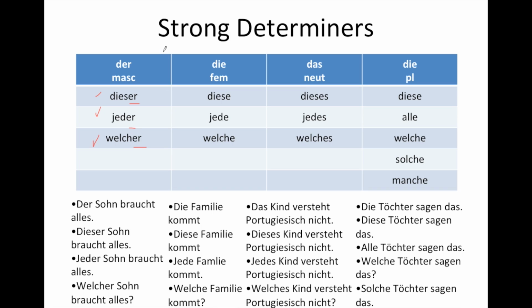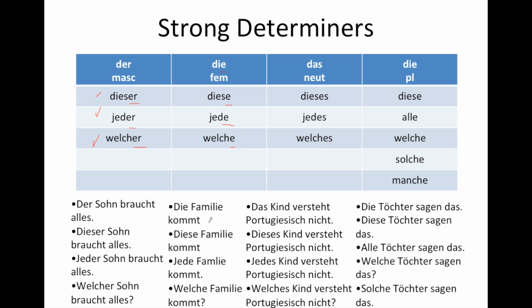So for masculine nouns, these strong determiners will end with an er. Der Sohn braucht alles. The son needs everything. Dieser Sohn braucht alles. This son needs everything. Jeder Sohn braucht alles. Each son or every son needs everything. And for the question, welcher Sohn braucht alles? Which son needs everything? For feminine nouns, just like with the word die, the determiners also have to end with an e. This, each, or every, and which.